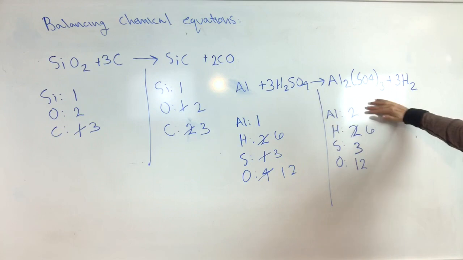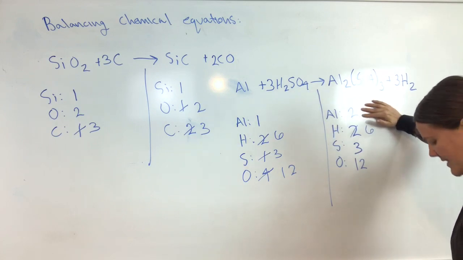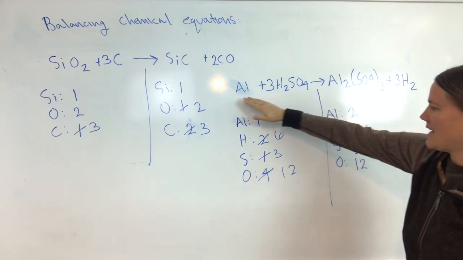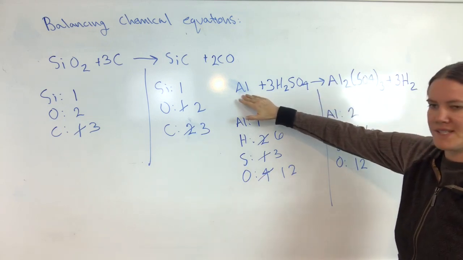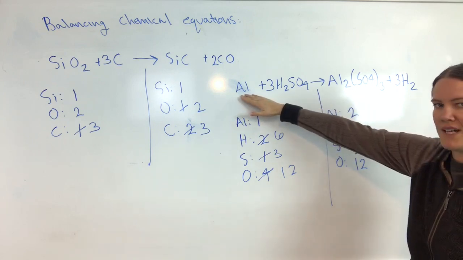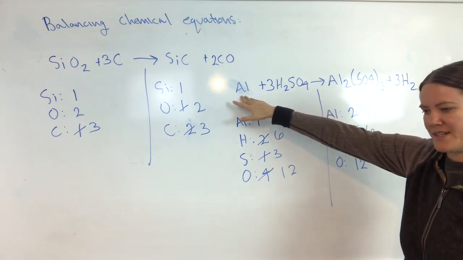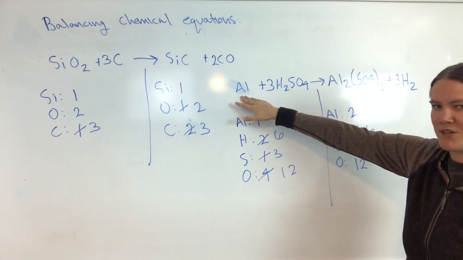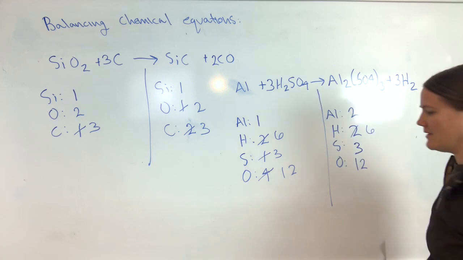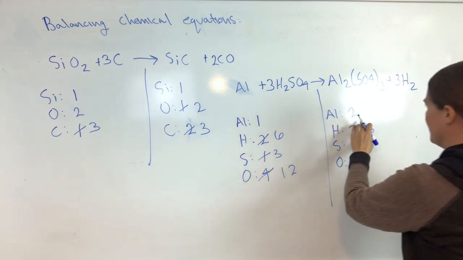And just to go back a step, the reason why I left aluminum until last is because I have aluminum sitting by itself right here. And so it's going to be really easy to balance that. If the aluminum wasn't sitting by itself right there, I would have balanced aluminum first. So this is just an exception to what you would generally do.